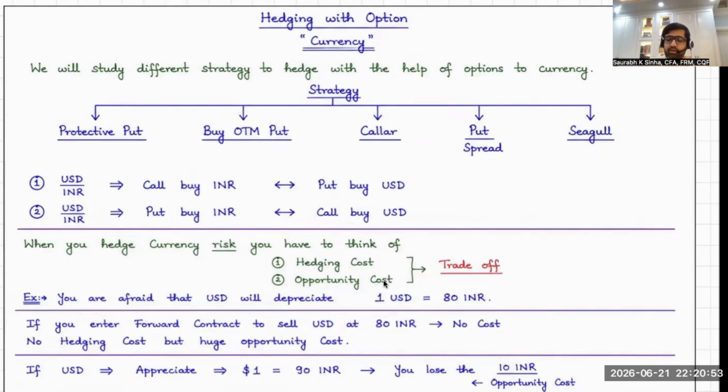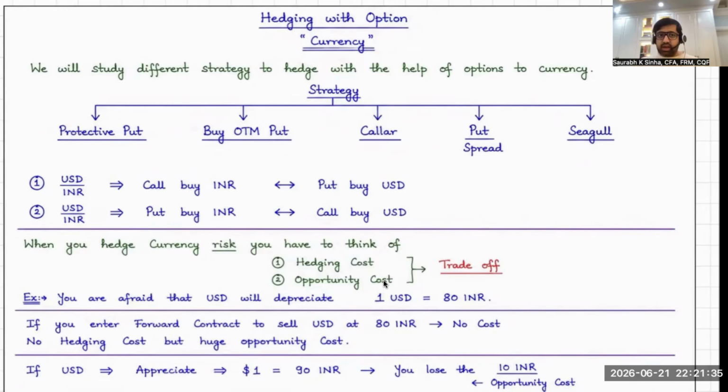Today we'll discuss how we can perform currency hedging with the help of options. There are different strategies that we can apply with options to hedge a currency risk, and you can see them on the screen. I have written protective put, buying out of the money put option, collar, put spread, and Seagull. So these are the different strategies that you can apply to hedge your currency risk with the help of options. But first of all, let's start with the basics.